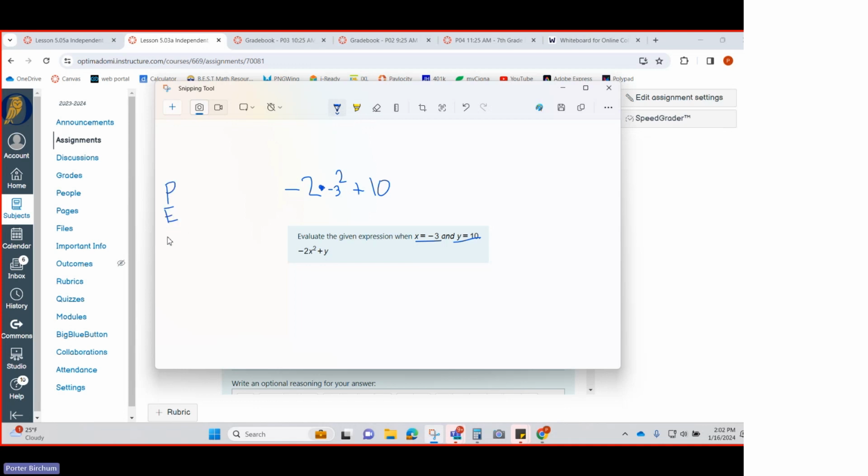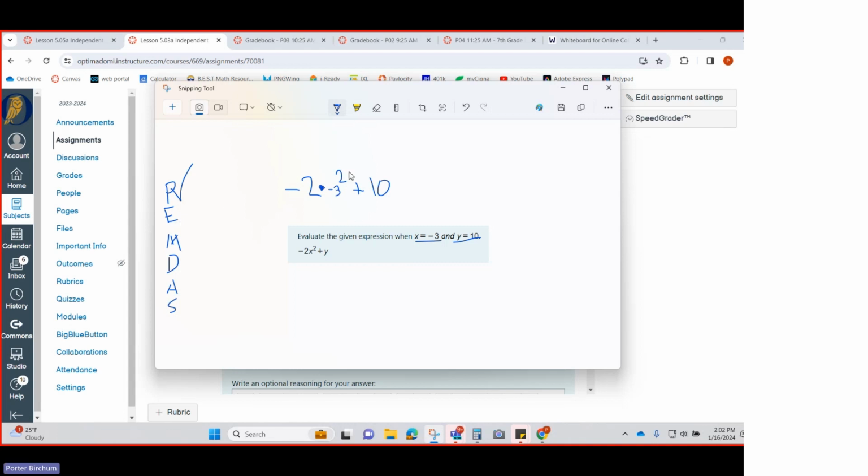Let's write down our map, our PEMDAS map. PEMDAS. I don't see any parentheses, so I can skip this step. Awesome. I do see exponents. So let's take care of those exponents.